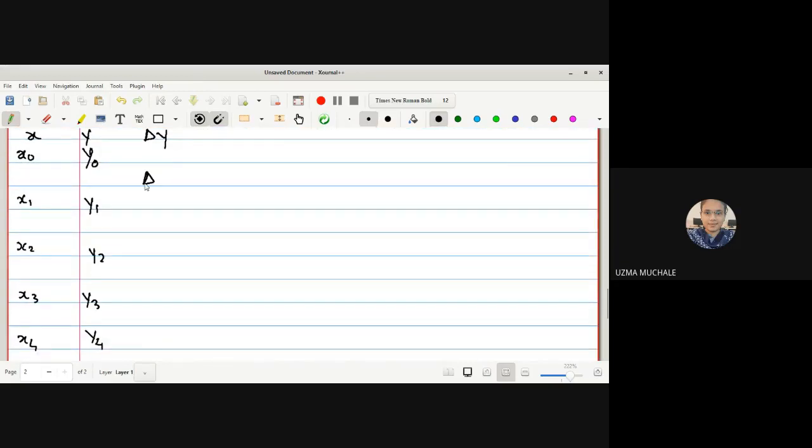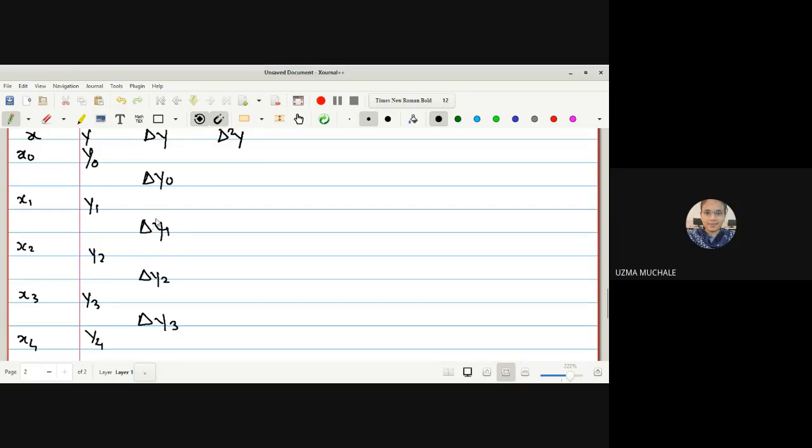So here I will write delta y naught, and the difference between these two is nothing but delta y1 forward. So it is y2 minus y1. What will be delta y2? It is nothing but y3 minus y2. Delta y3 is y4 minus y3. Similarly, we can find for delta square y.